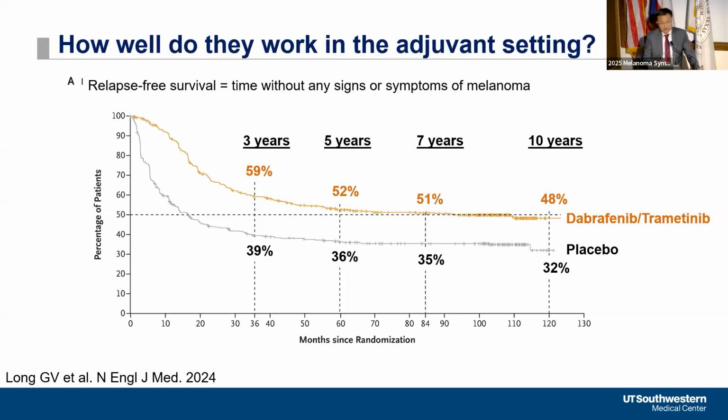40%. And if we extend that over about 10 years, about half of the patients that received the targeted therapy did not have a recurrence compared to about 32%, so about a third of the patients that received placebo. So these drugs work fairly well. Obviously, we'd love that number to be higher, but compared to the standard of care about 10 years ago, which was not to do really anything, a close to 20% improvement is very meaningful for our patients.